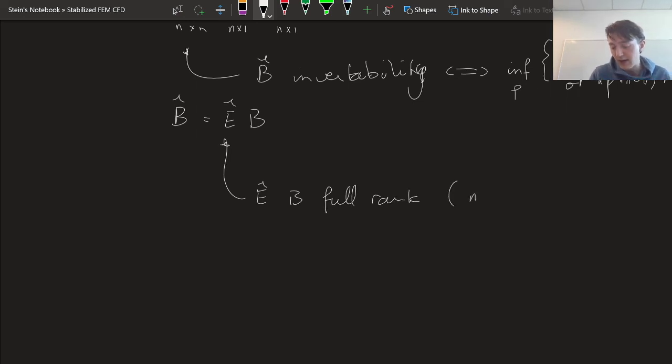And we have n linearly... and this was E transpose, sorry. E hat transpose is full rank. It has n linearly independent rows. By construction, that's the way that we defined that matrix.